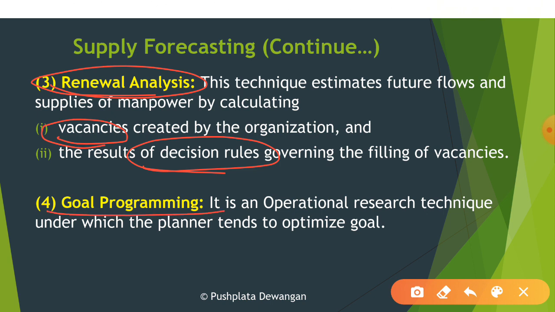Next, the last one is goal programming. Goal programming is an operations research technique under which the planner tends to optimize the goal. In this case, the goal to be optimized is the desired staffing pattern subject to a set of constraints concerning these factors.